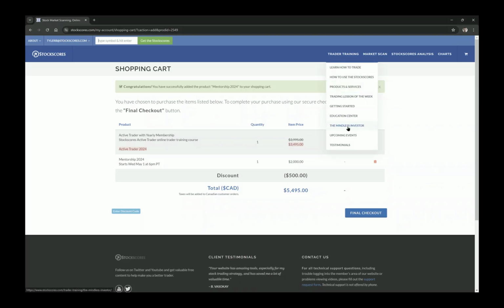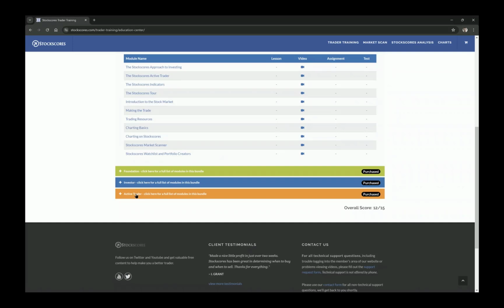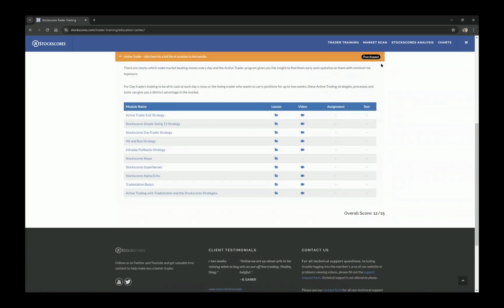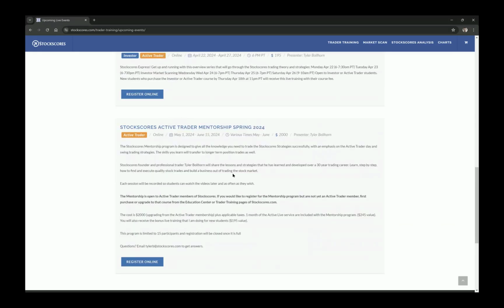Now, let's say you are an investor member and you want to upgrade to active trader, and maybe you also want to do the mentorship. So what you do is you first go to the education center and you scroll down to active trader, and for me it says purchase, but if you have not purchased active trader, it'll say something here like upgrade $1,250. Click on that and you can do the upgrade. Because I'm already an active trader member, it doesn't show that, but that's how you would do it. And then again, if you want to do the mentorship, log out, log back in, go to upcoming events, and right here it'll allow you to register for that.